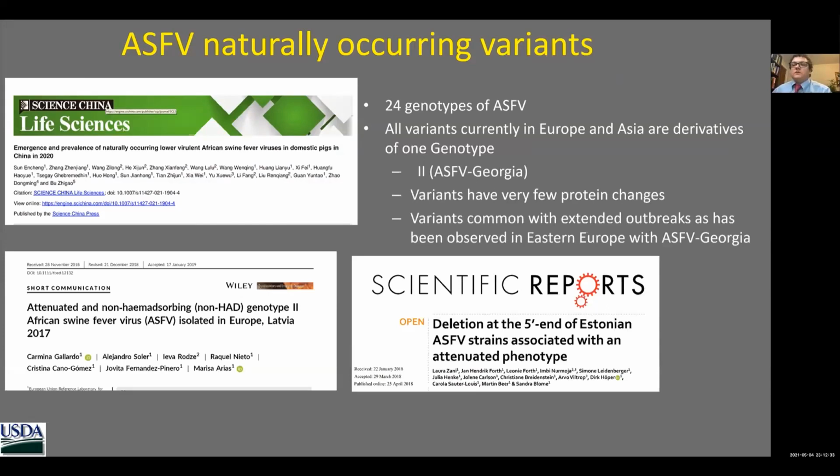I also want to point out that in this report, the variants have very few protein changes, and variants are common with extended outbreaks, and this has been observed in Eastern Europe with ASF Georgia, for example in Latvia and Estonia, in these 2 reports. I also want to point out that a lot of the variants identified in this manuscript have already been identified in other parts of Europe. So they're not necessarily new variants, but similar variants that we're seeing in other areas with this outbreak strain.